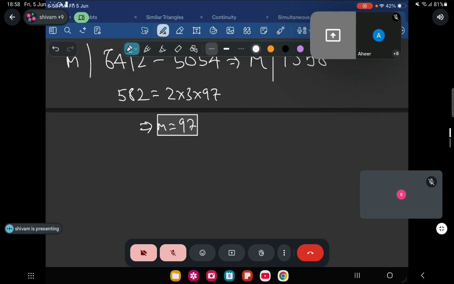Okay, next. Last day I had discussed division algorithm. I'm just going to discuss how we can find out the HCF using Euclid's division algorithm. HCF by Euclid's division algorithm. Let us start.